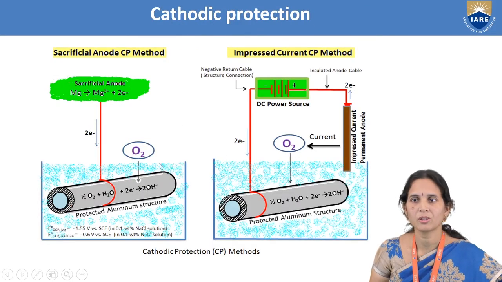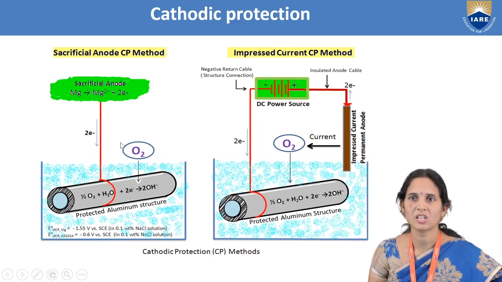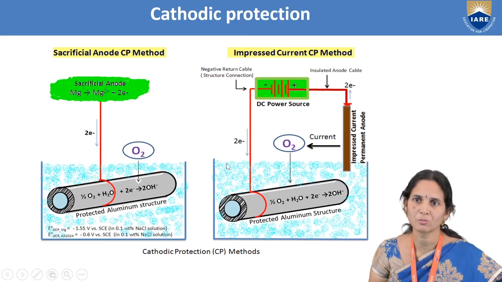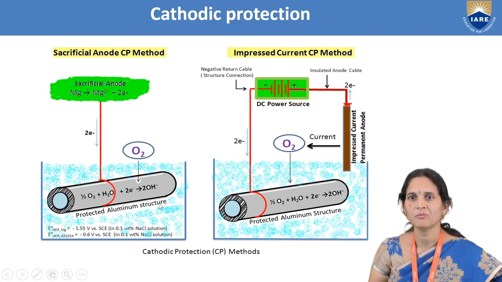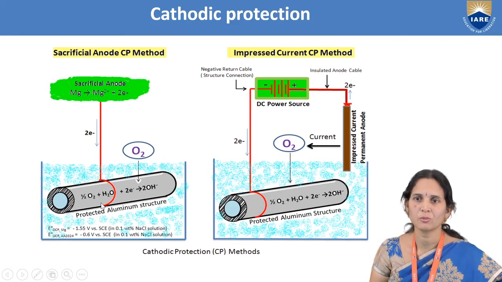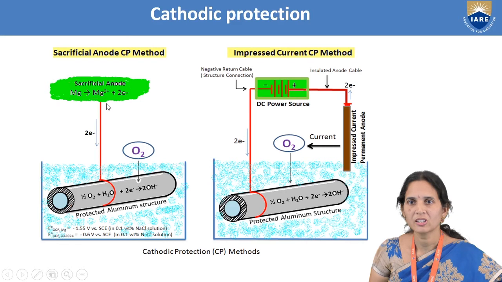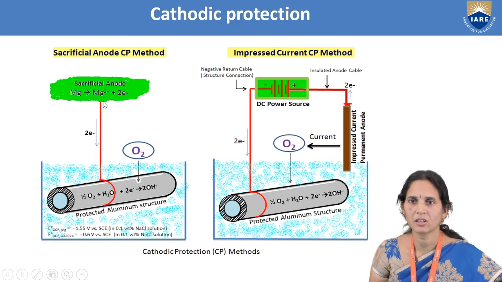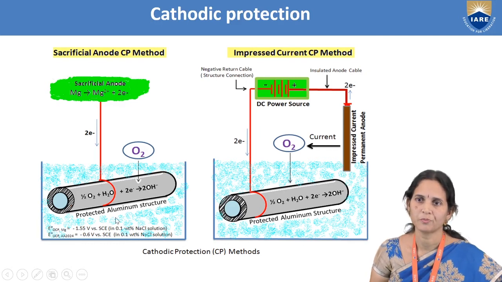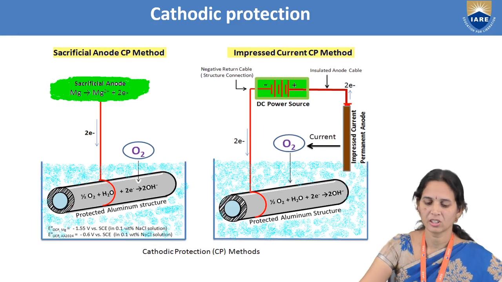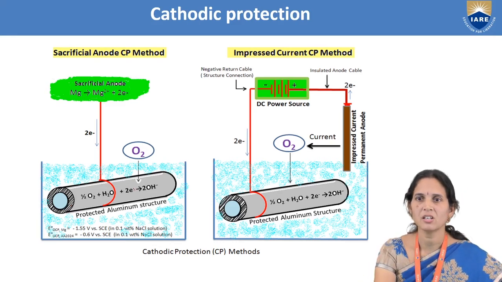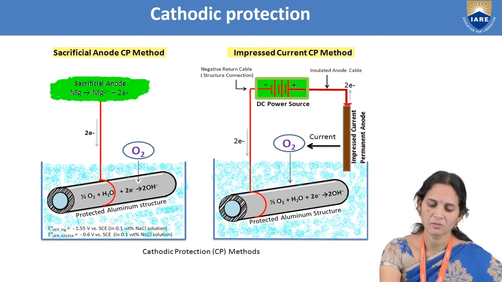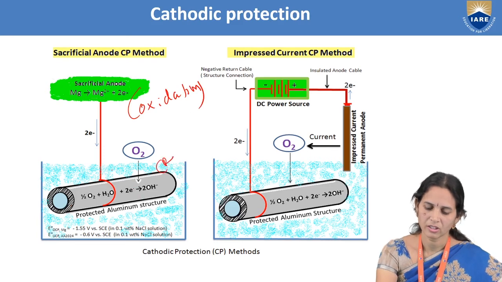So in this, you can know the difference. What is the sacrificial anodic protection method? What is the impressed current cathodic protection method? See, you want to protect an aluminum structure here, that pipe or anything. So you are connecting a sacrificial anode, magnesium, with a wire. This magnesium metal will undergo corrosion, protecting the base metal. So this is the sacrificial anodic protection method. This will undergo oxidation, and this will undergo reduction.